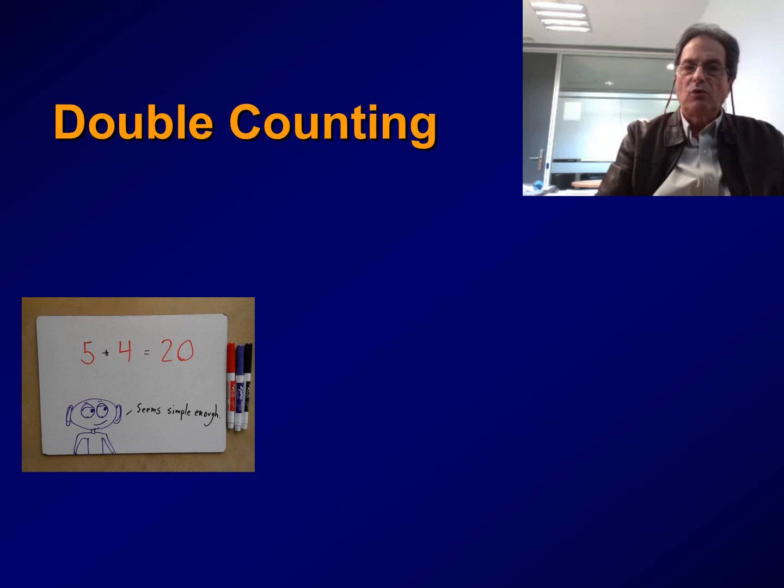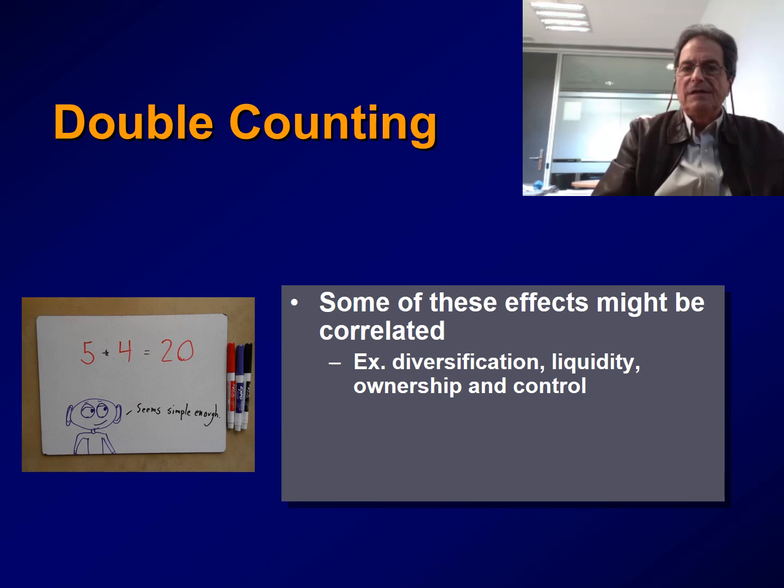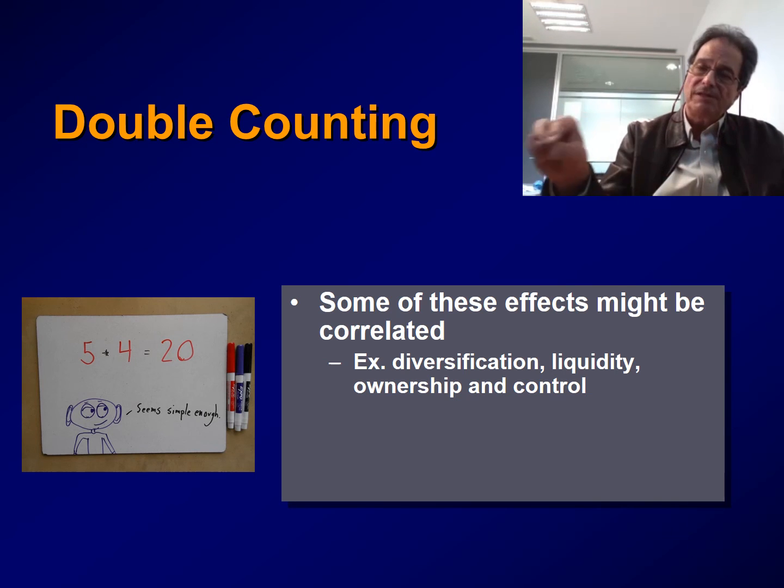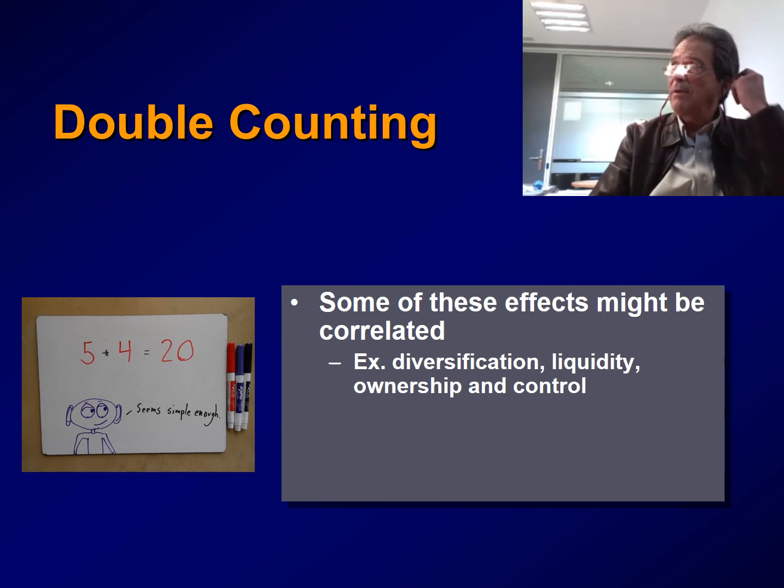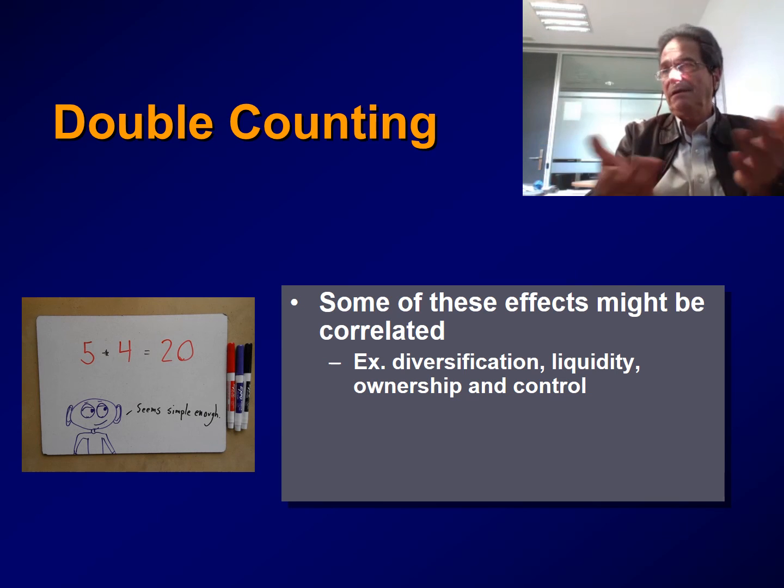The other topic that we want to cover here is double counting. Some of the effects that we have covered in the previous video and this one might be correlated among themselves. For instance, if we think of a firm whose shareholders are not well diversified, usually this firm's shares also will be relatively illiquid. And also probably the company will be in the hands of a family or the founding shareholders. So if we apply different discounts or different adjustments to each one of these characteristics, probably we will end up overestimating the adjustment.